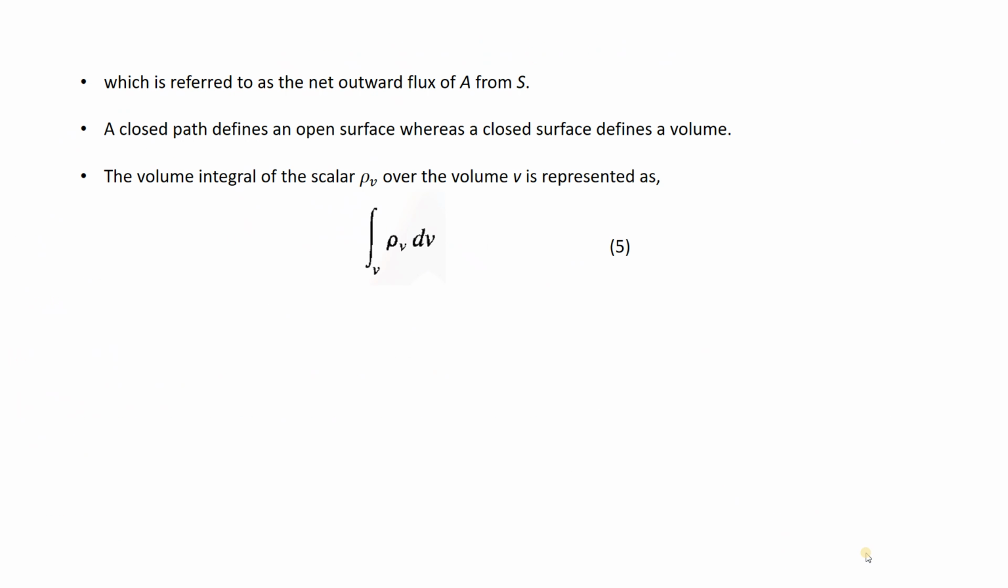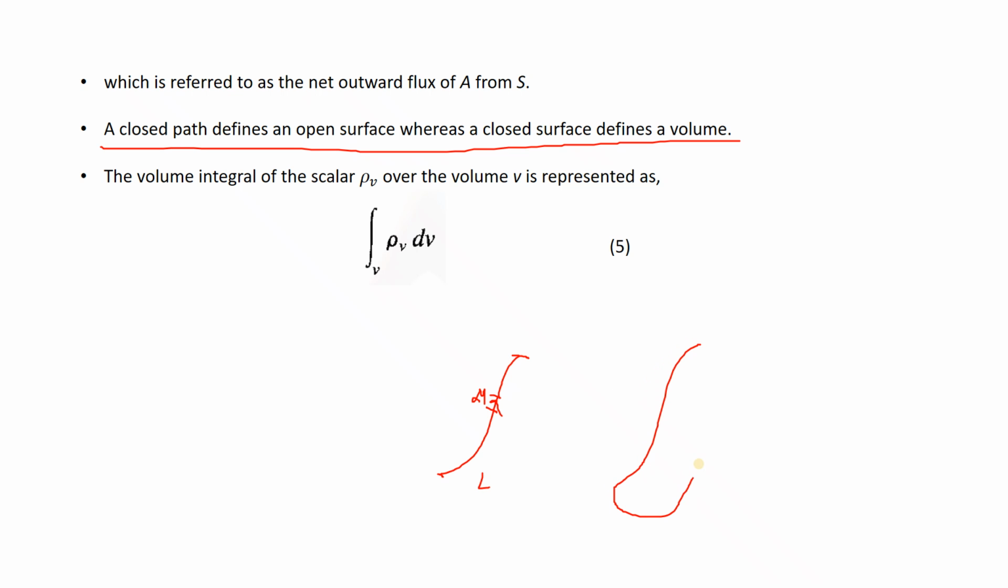Okay. So now for a volume. A closed path defines an open surface, whereas a closed surface defines the volume. So this line is very important. That means if you have a line like this, with total length L, and each segment is dl, this is an open path.